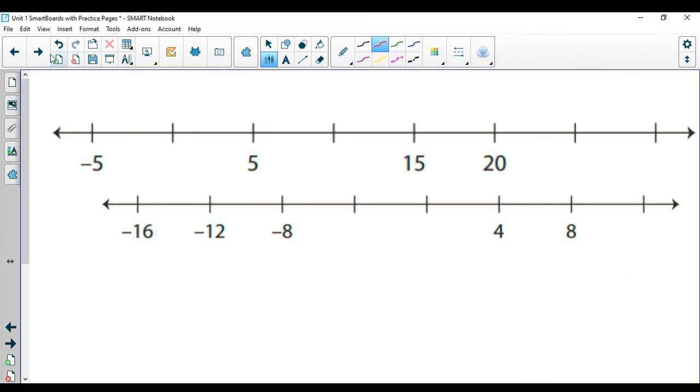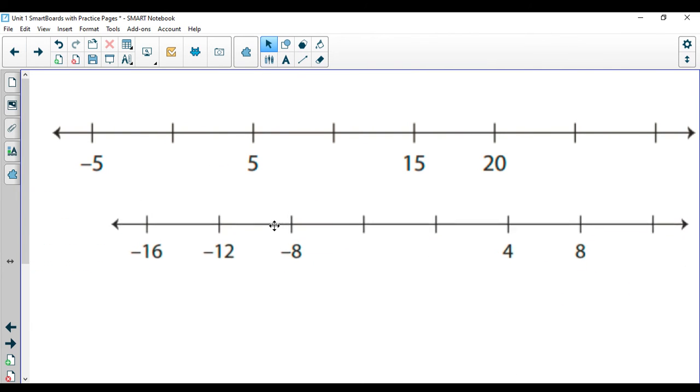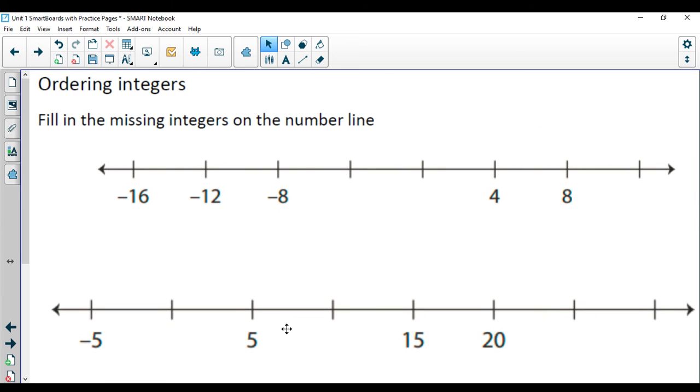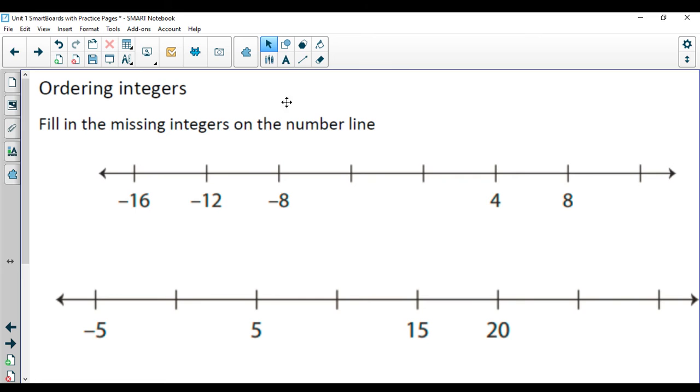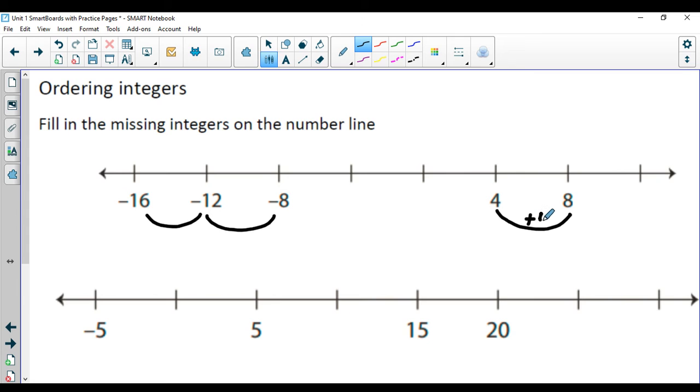The last skill that we're going to get started on this page of your notes is ordering integers. I have these all out of whack on this page here. Let's fix this. We're going to fill in the missing integers on the number line. We're going to look for a pattern here. Going from this step to this step, this step to this step, we are adding 4 every single time that we are moving to the right. So negative 8 plus 4 brings me to a negative 4. Add on another 4, that takes me to 0, 4, 8, and that'll be a positive 12.